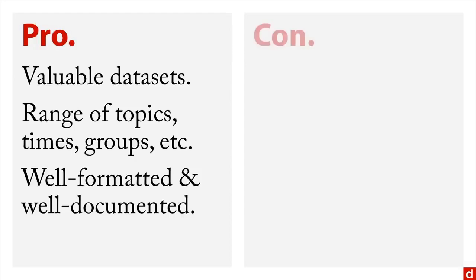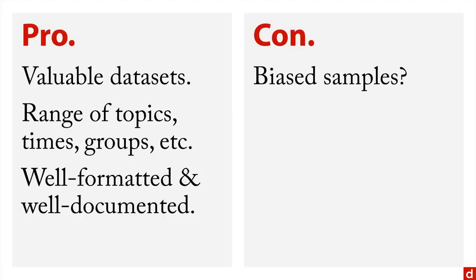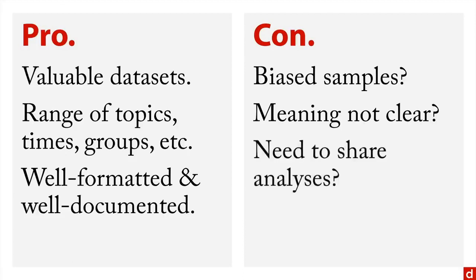There are, however, a few cons. Sometimes there's biased samples. Say, for instance, you only get people who have internet access, and that can mean not everybody. Sometimes the meaning of the data is not clear, or it may not mean exactly what you want it to. A potential problem is that sometimes you may need to share your analyses. And if you're doing proprietary research, well, it's going to have to be open research instead. And so that can create a crimp with some of your clients.